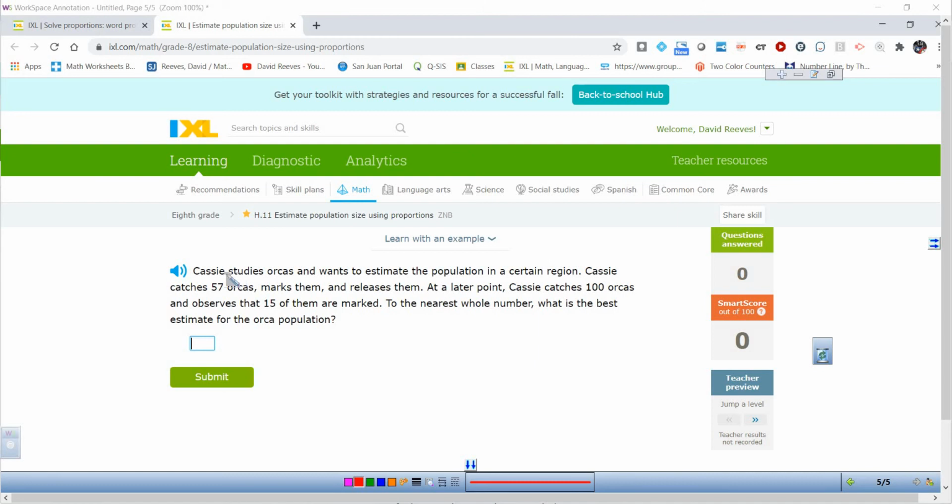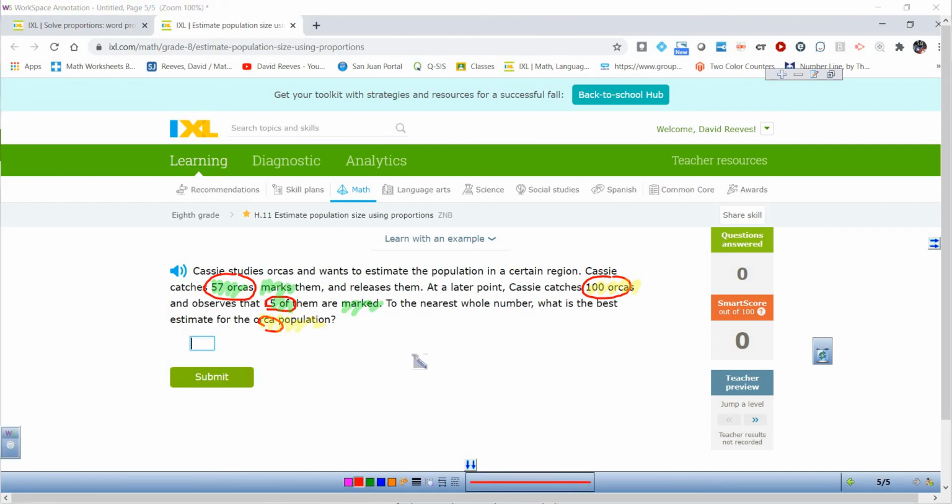Okay, so if we look, we have 57 orcas, right? And then we have 100 orcas. And then we have 15 that are marked. And then the question is, what is the best estimate for the orca population? Okay, so let me say this right here. So this 57 is actually marked, right? And this 5 is marked. So there's marked and there's marked. This represents a population sample, and this represents the total population.